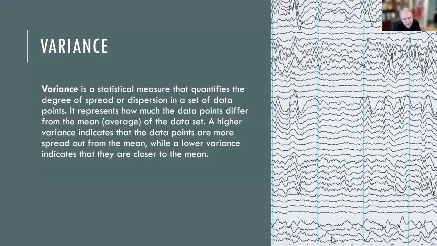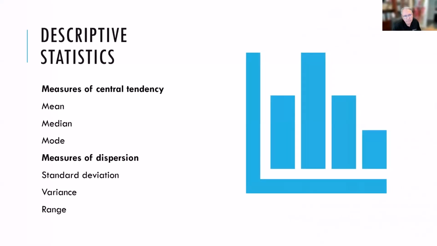Another important concept is variance. It's the statistical measure that quantifies the degree of spread or dispersion around the data point. So how much of a variation do you have from one data point to another? So you use descriptive statistics. You have measures of central tendency, which are the mean, the median, and the mode. The mean is the average. The median is the middle point, and the mode is the most common point. The measures of dispersion are the standard deviation, the variance, and the range.